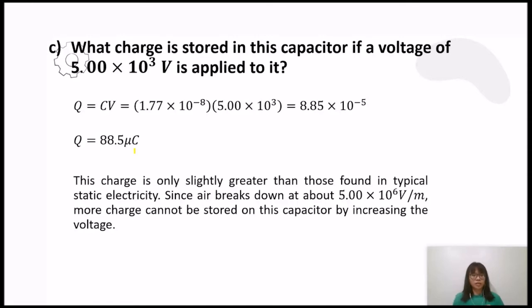This charge is only slightly greater than those found in typical static electricity, since air breaks down at about 5 times 10 to the power of 6 volts per meter. More charge cannot be stored on this capacitor by increasing the voltage.